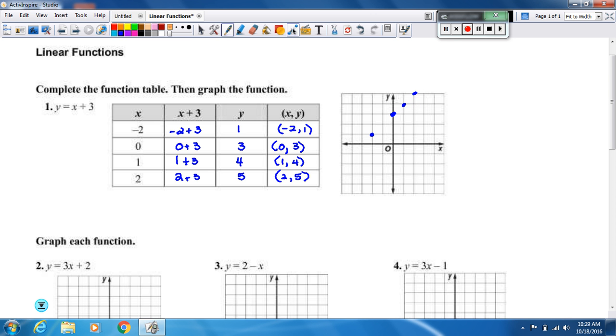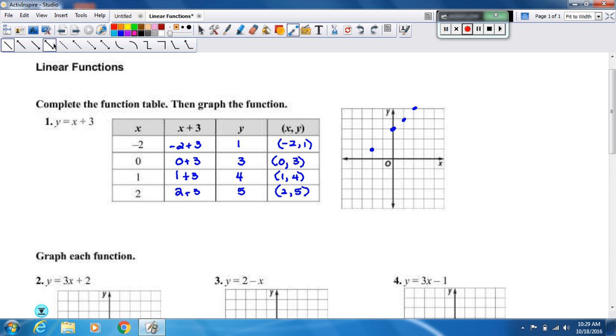And then you connect that with a line because it's an equation. And that one's finished. Okay.